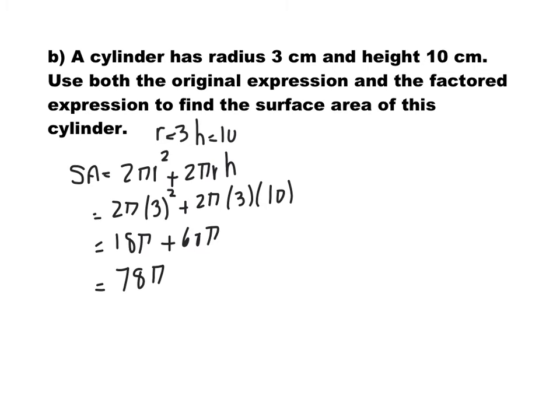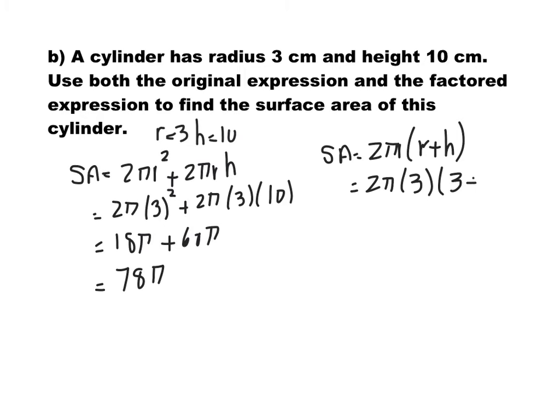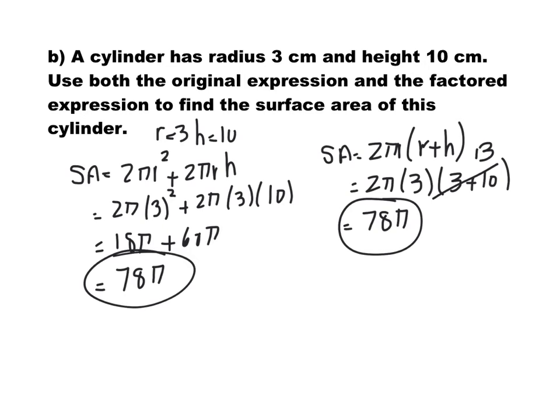Now for the factored form. SA, we found that it's equal to 2 pi r times r plus h. This is the factored form. This becomes 2 pi r is 3 times r is 3 plus 10. H is 10. 10 plus 3 is 13. 3 times 2 is 6. 6 times 13 is 78. So it's 78 pi. And you can see that the result is exactly the same, which it should be.